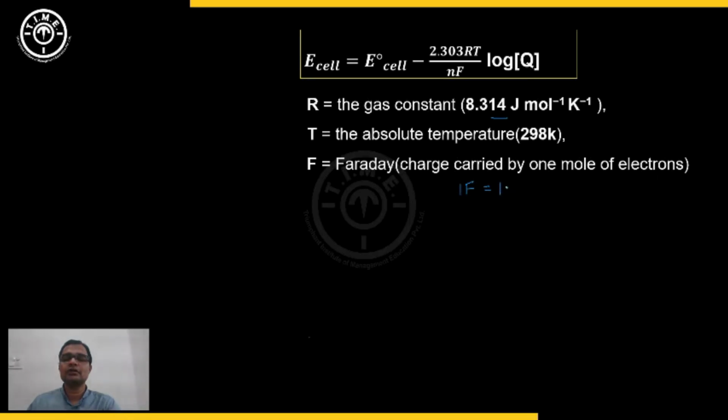What is the charge of an electron? 1.602 into 10 raised to the power of minus 19 coulombs. That is the charge of an electron. Multiply with 1 mole of electrons. 1 mole of electrons is equal to the Avogadro number. So multiply with Avogadro number, 6.022 into 10 to the power of 23. And after multiplication, the final value is approximately equal to 96,500 coulombs.